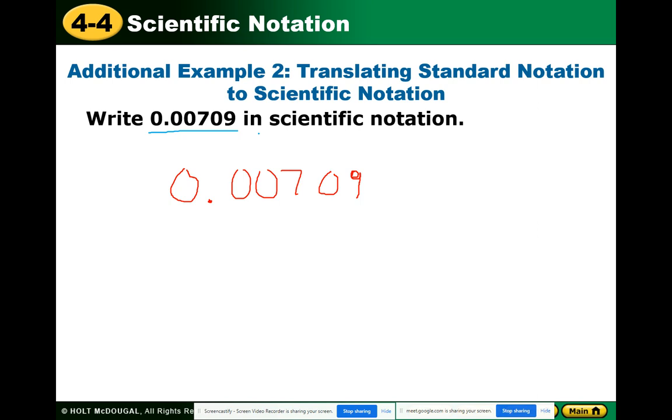Negative. All right. Now, our goal is to have one non-zero number to the left of the decimal. So we want one number that is not a 0 to the left of the decimal. So I start at the decimal. Where do I want to move my decimal to then, Lucas? One spot, 2 spots, 3 spots.